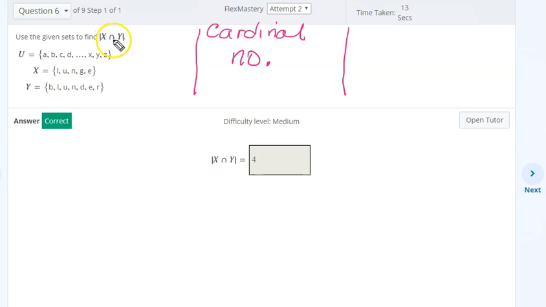Let's go on. Now, in this next example, they're asking us with these vertical lines the cardinal number of the intersection of set X and Y. Here they're not asking you to list the elements or members, just to note the number. So again, you would go to the smaller one and say L. L is found in both. U is found in both. N is found in both. And E is found in both. 1, 2, 3, 4. The cardinal number is 4.